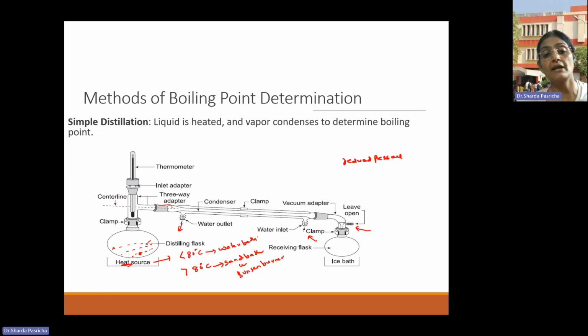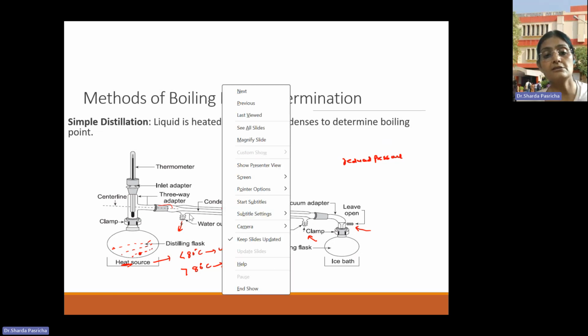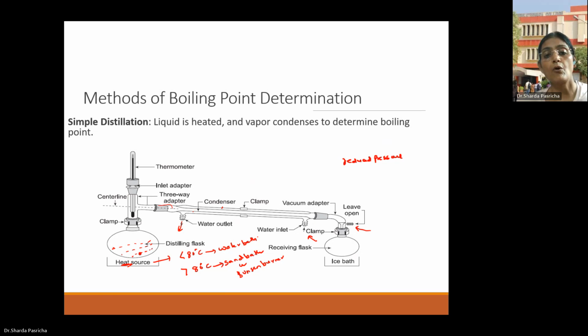They will come in contact with the cold water, which is circulating in the outer jacket here. So these droplets of pure liquid will condense and pass through this area, and then be collected in the receiving flask here. That is the simple procedure for doing the distillation of a liquid to determine the boiling point.